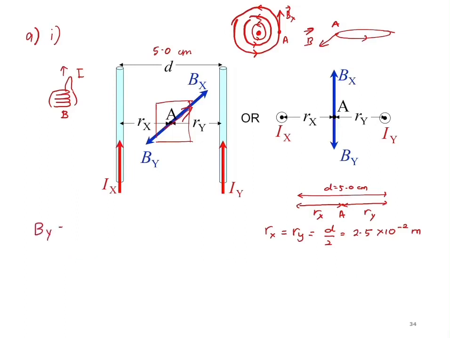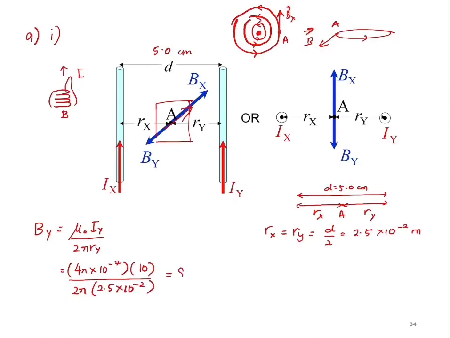To calculate By, we use the same formula, mu naught Iy over 2 pi Ry, and then substitute in the values. So 4 pi times 10 to the power of negative 7 times 10 ampere over 2 pi, and Ry is 2.5 times 10 to the power of negative 2, and you will get By equal to 8 times 10 to the power of negative 5 Tesla. So you have to determine the direction of By as well, and By is going out of the page or downwards.